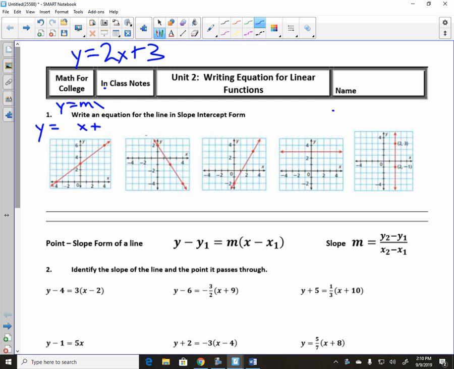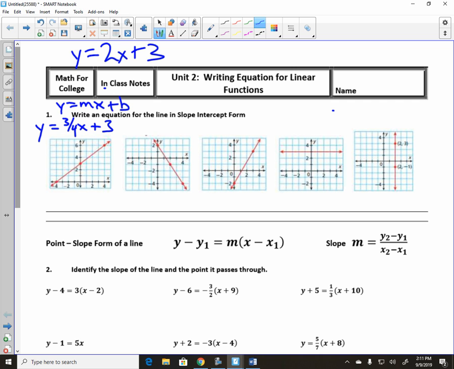The m stands for the slope. What is the slope of this line right here? It is 3 over 4. Rise 3, run 4. So 3/4 x. Plus, what's the y-intercept? It is 3. So the equation for that line is written.